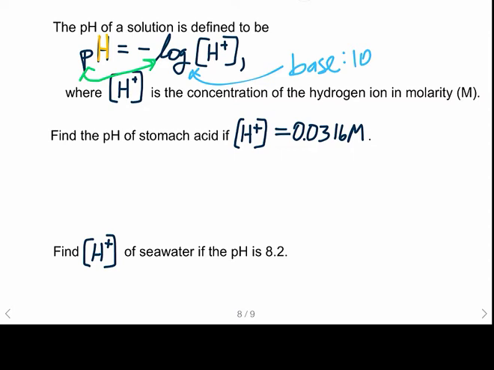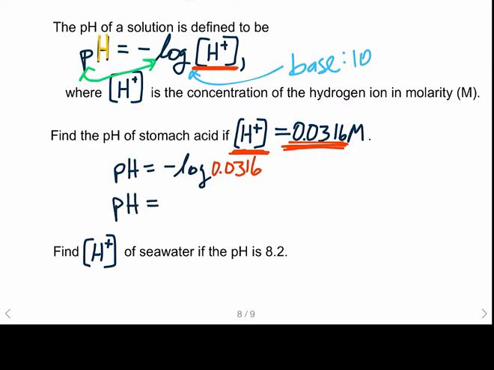What you need to know is that we are asked to find the pH of stomach acid if the hydrogen ion concentration is 0.0316 molarity. Here's the deal. I have this number, 0.0316. It is represented in H plus in brackets. That H plus in brackets is in the formula. Hence, pH is equal to the negative log of 0.0316. Putting that in my calculator gives me that pH is 1.5-ish.